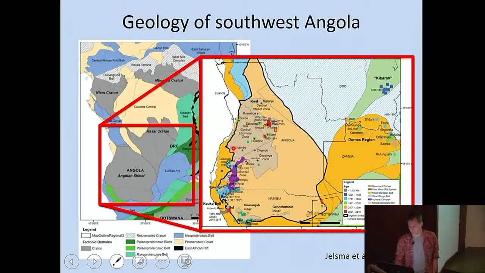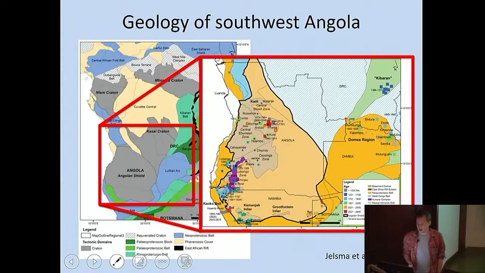This is the border of Angola around here. And this Angolan Shield has been broken down into three blocks. We have the central shield zone over here, we have the central Iberian zone, and down here we have the Lubango zone. And these are recording rock ages between Mesoarchean ages and Paleoproterozoic ages.